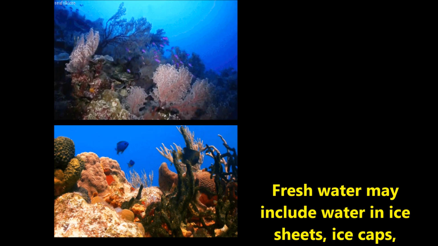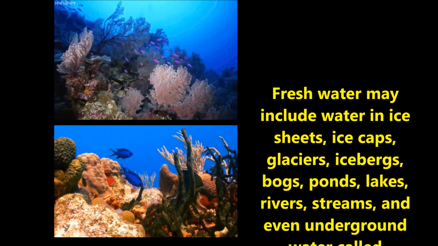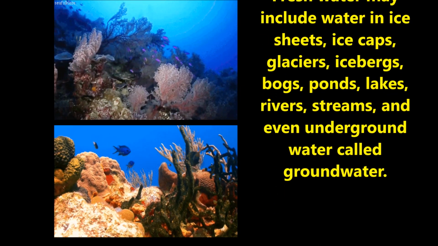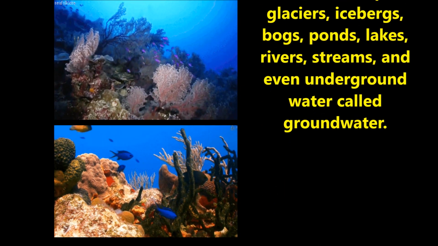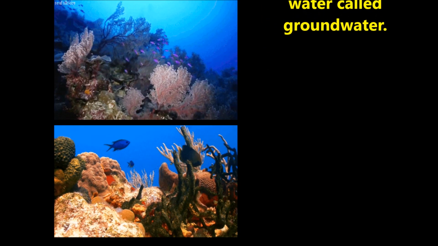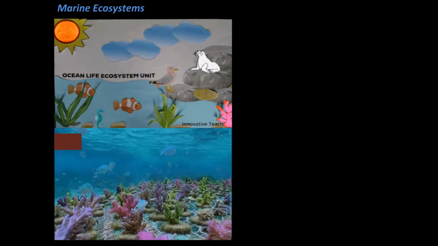Freshwater may include water in ice sheets, ice caps, glaciers, icebergs, bogs, ponds, lakes, rivers, streams, and even underground water. These also come under the freshwater ecosystem.